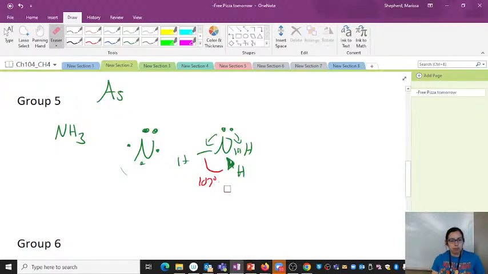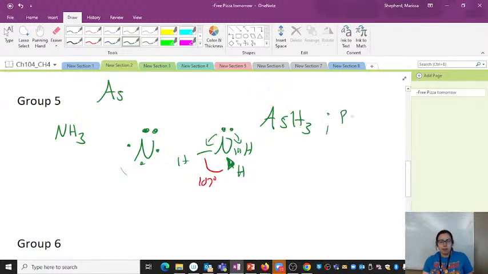I don't know why I put Celsius. Again, many group 5 compounds would follow this. So arsenic trihydride, phosphorus trichloride.